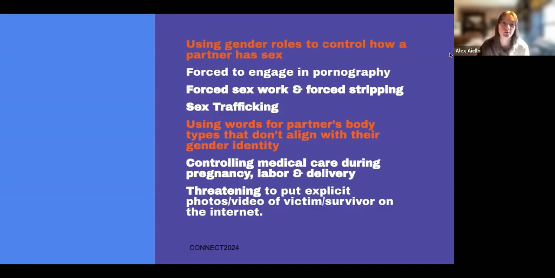Another example of sexual abuse could be using gender roles to control how a partner has sex. Any sort of pressure to engage in sexual activity that isn't validating to that person's gender identity would be really harmful. And another example of that could be using words for a partner's body type that don't align with their gender identity. So everyone has different words that they're okay with being referred to, and it's important to check in with partners so we can make sure that we're respecting their gender identity and how they want to be referred to. Purposely referring to their body parts in ways that don't align with their identity would be really harmful.